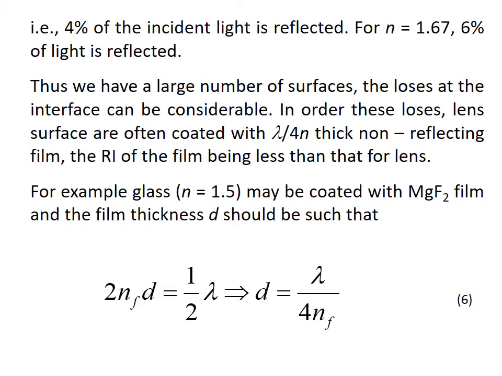Non-reflecting films are the films which minimize the losses and prevent the glass from glare, the refractive index of the film being less than that of the lens. For example, a glass of refractive index 1.5, if coated with an MgF2 film, then the film's thickness D should be such that the path difference equals the condition of destructive interference, that is half lambda, and it gives D equals lambda by 4nf.